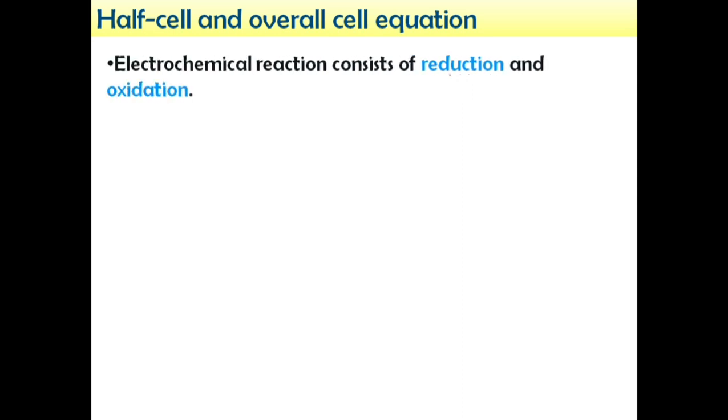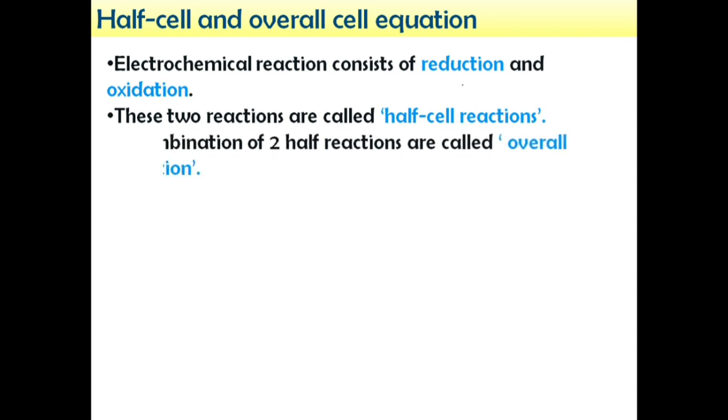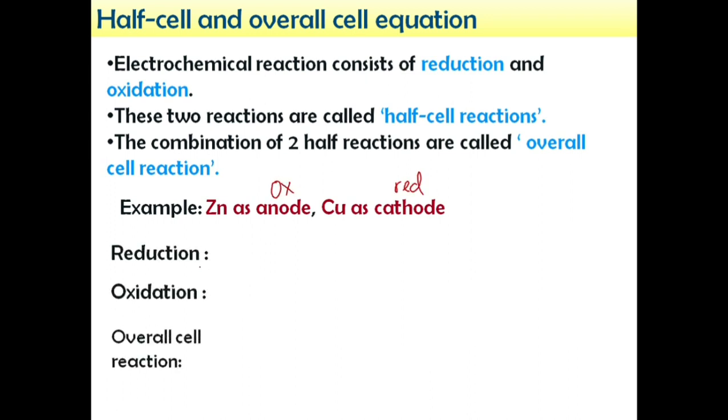We move to the next learning outcome, half cell and overall cell equation. So electrochemical reaction consists of reduction and oxidation. These two reactions are called half cell reaction. So bila kita combine kedua-dua reaction ini, kita akan dapat overall cell reaction. So kita guna contoh yang sama, zinc sebagai anode, copper sebagai cathode. So we know that at anode oxidation is occur, at cathode reduction is occur. So first kita kena tulis equation untuk reduction dan oxidation dulu.